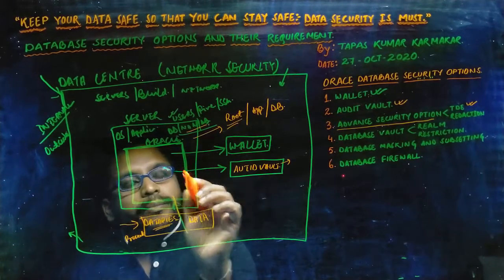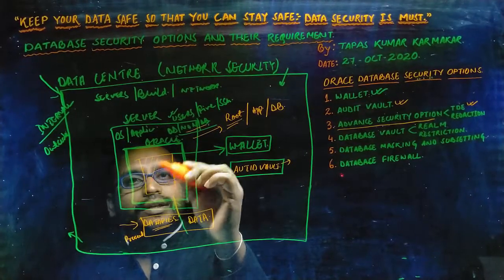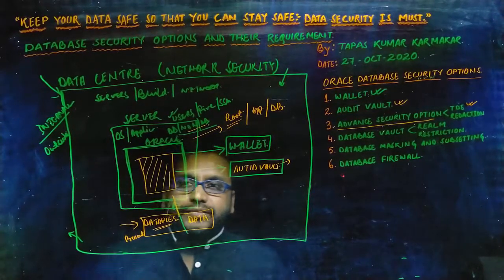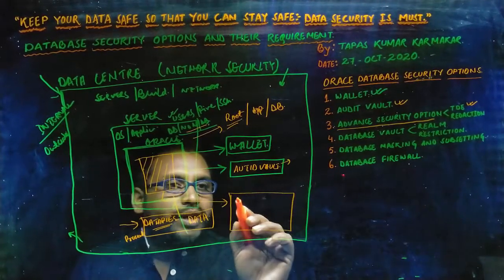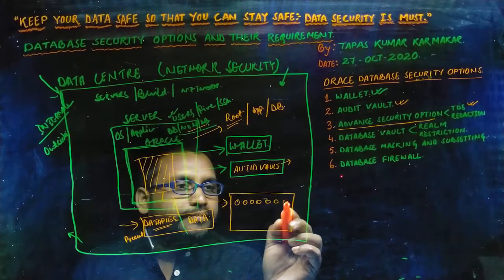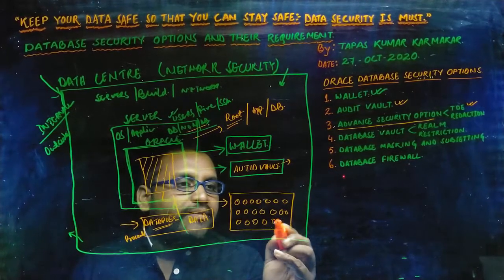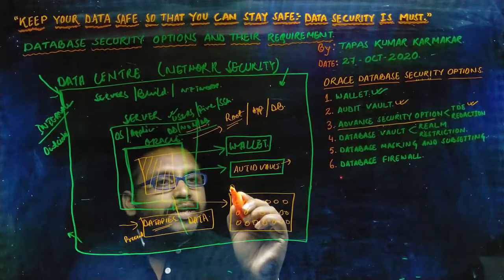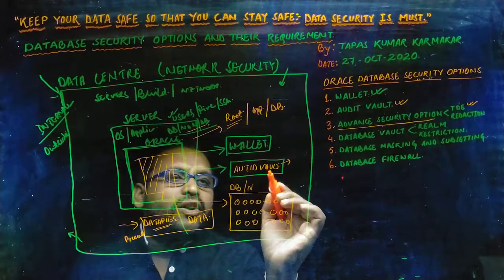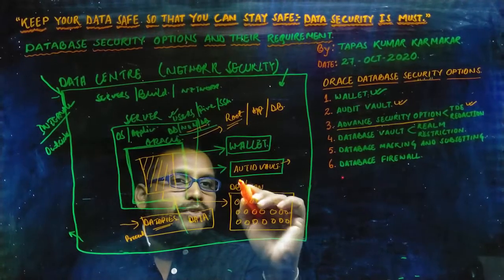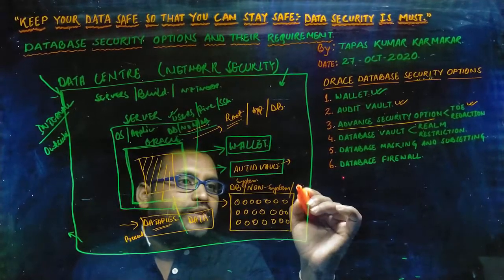Now let's go beyond this, come to this area. This is called the database area. This database has access to the storage where all your data is kept. Now this data has access for the DB users, or rather you can say system users and non-system users, or application users.